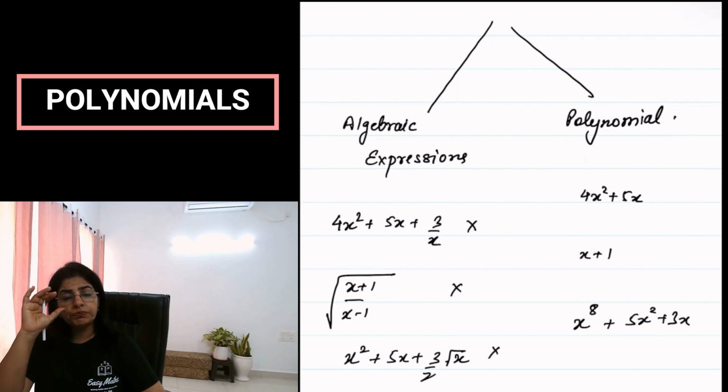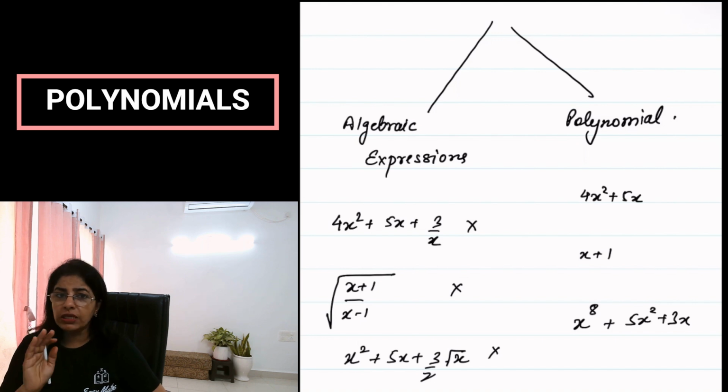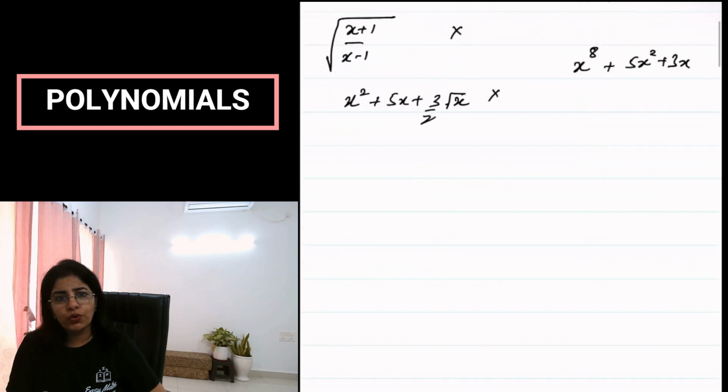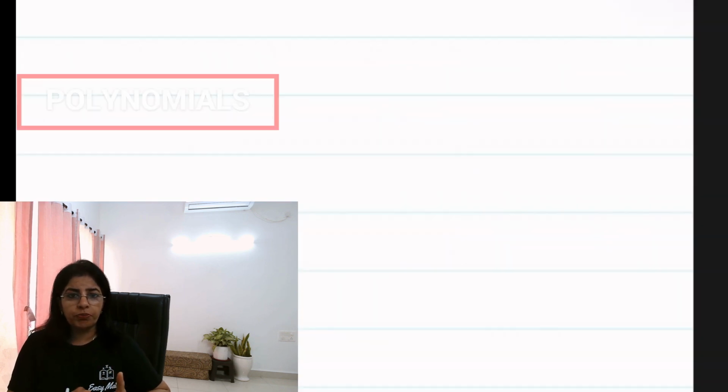Non-negative integer means the power of x can be anything from zero to infinity, but it should be a positive integer and it can be zero also. You've studied this in detail in grade 9. I will not go too much into detail, but yes, you should know what a polynomial is.